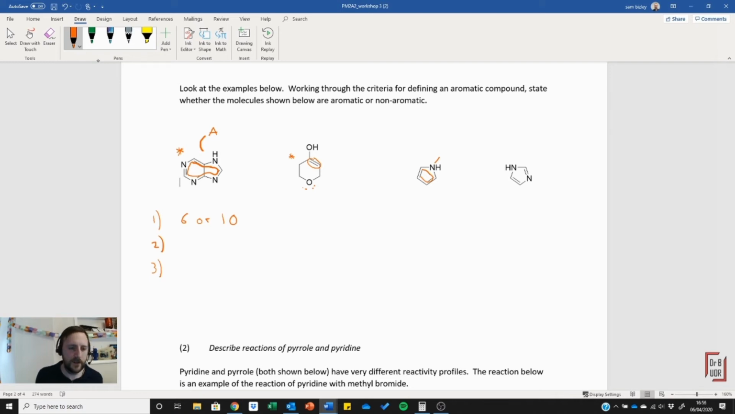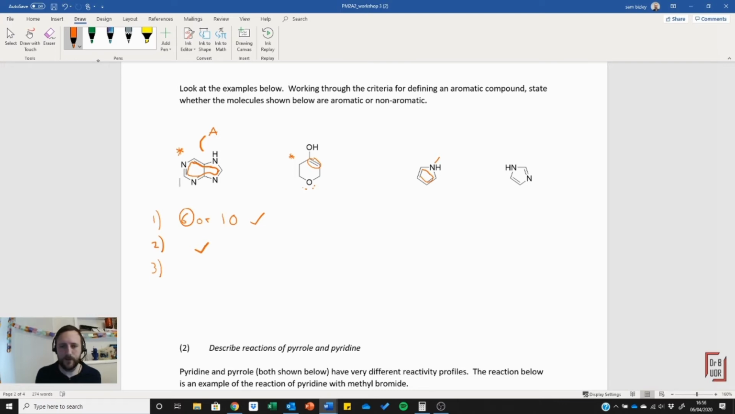So how many electrons do we have? Well, actually, we've got 2, 4, and the 2 lone pair, which gives us our 6. So there's a tick for that. Are all the electrons fully conjugated? Yes, they are. They'd form this sort of inner conjugation ring, or pi system. So there's a tick for that one.